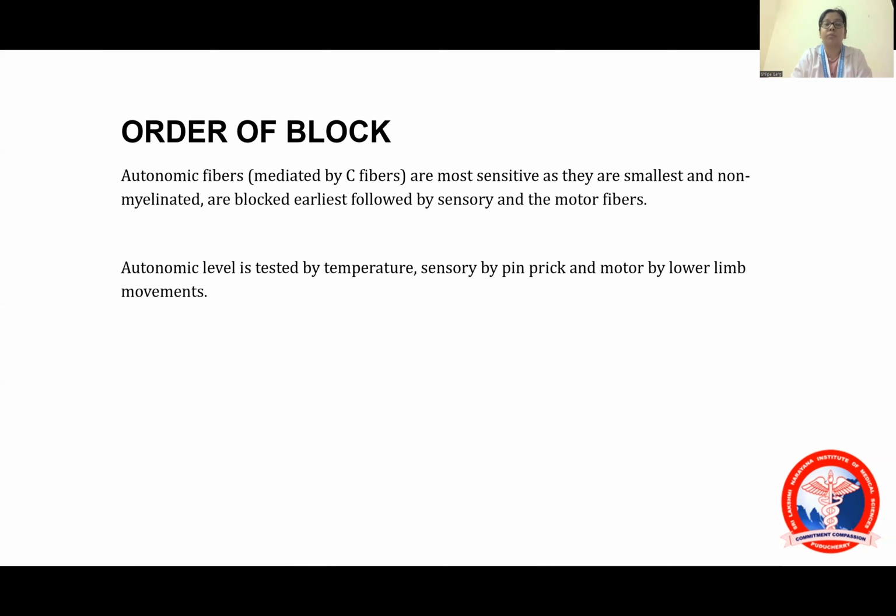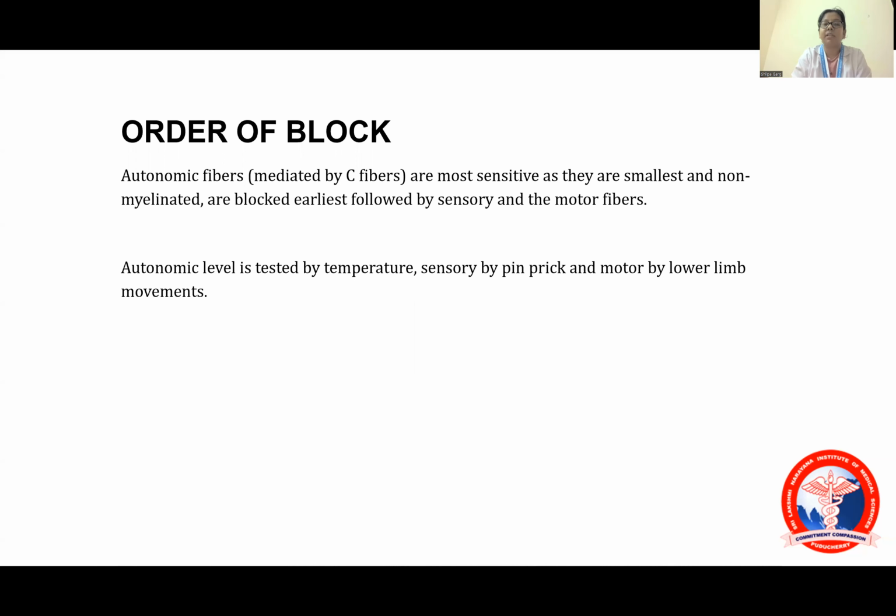Now, what is the order of the block? Autonomic fibers are the most sensitive, so they are blocked first. Then sensory fibers are blocked, and in the last, motor fibers are blocked. Autonomic fibers are more sensitive. Why? Because they are smallest and non-myelinated.